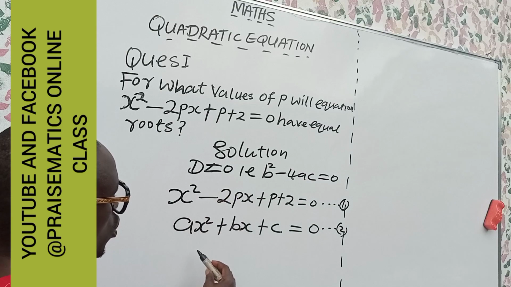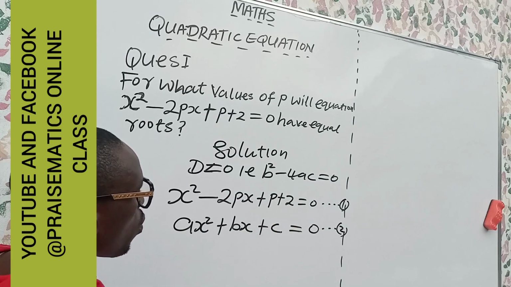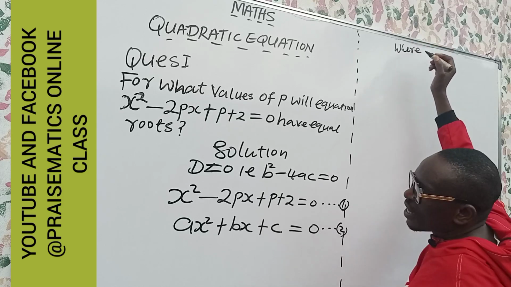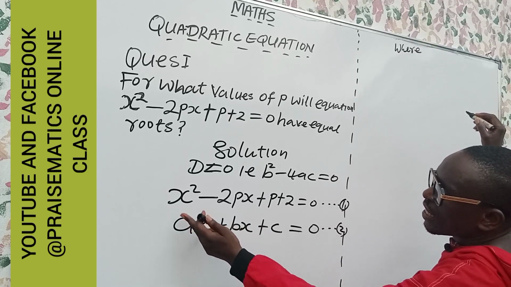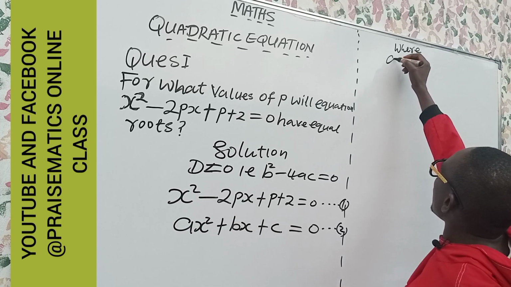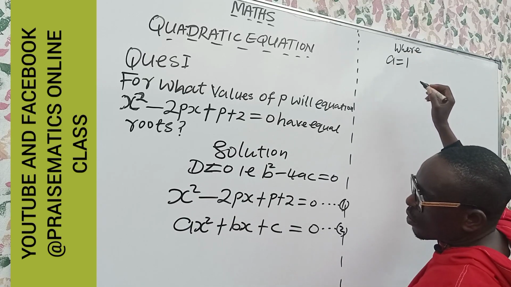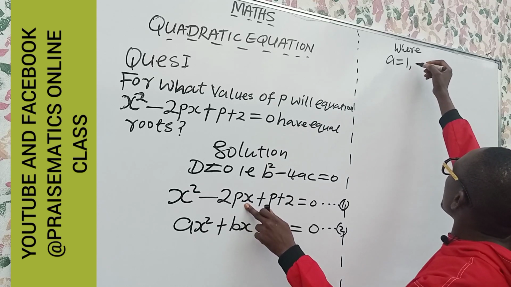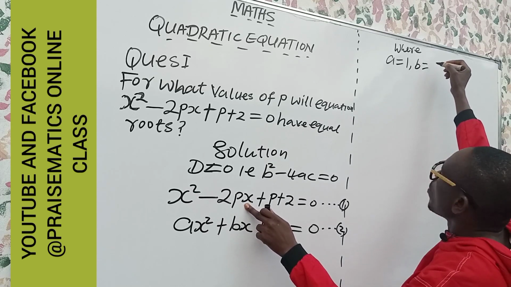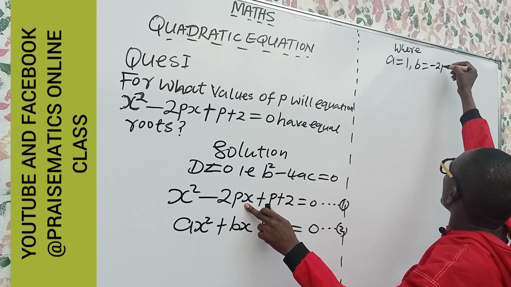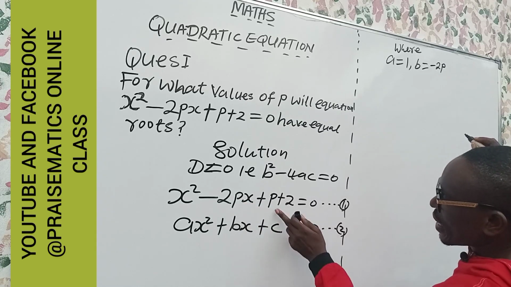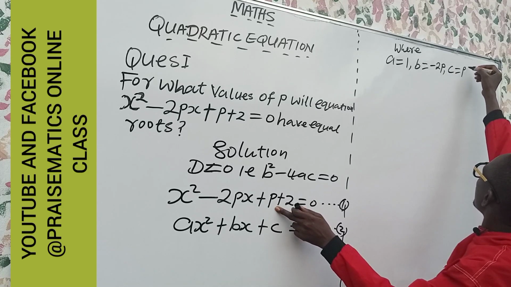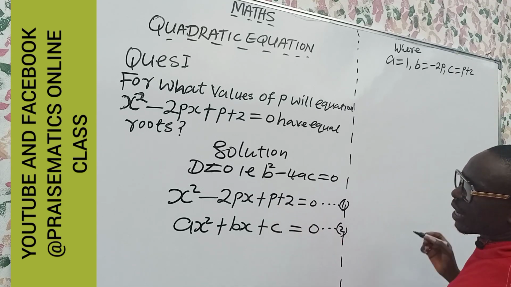If we compare equation 1 and equation 2 together, we now have that the coefficient a here is equal to 1. That means our a is equal to 1. b is the coefficient of x. That means our b is equal to minus 2p. And our c equals p plus 2. That is how to get it.